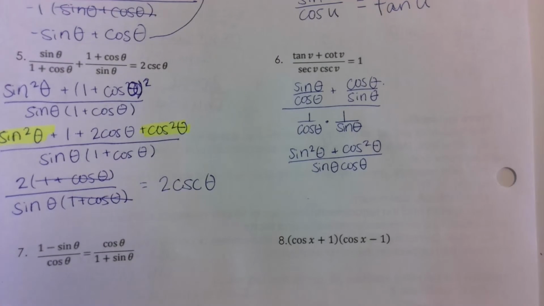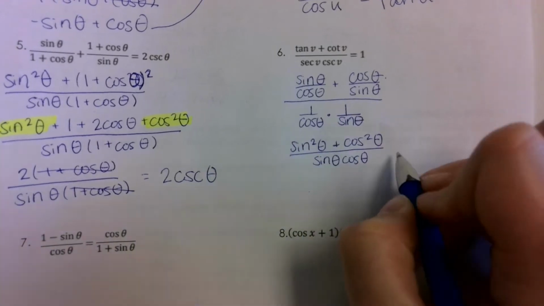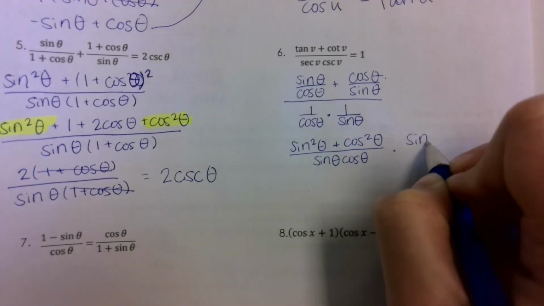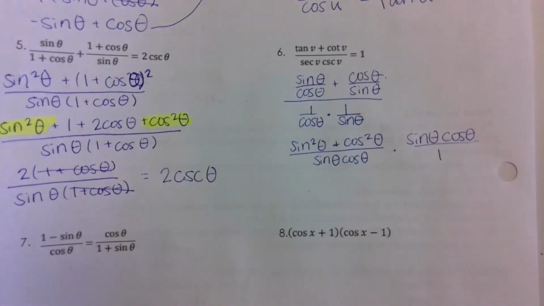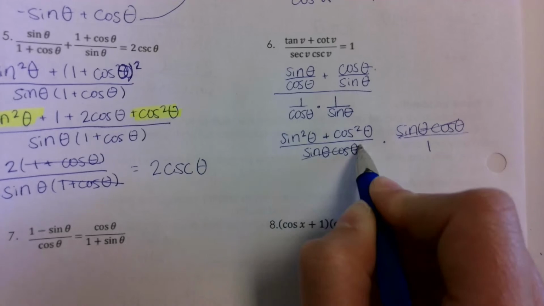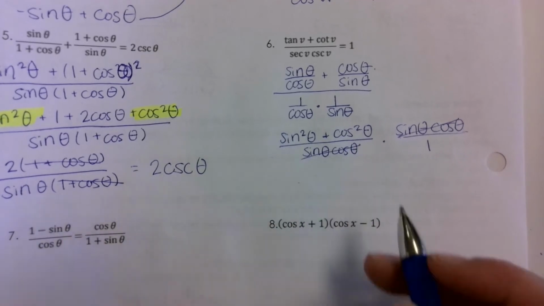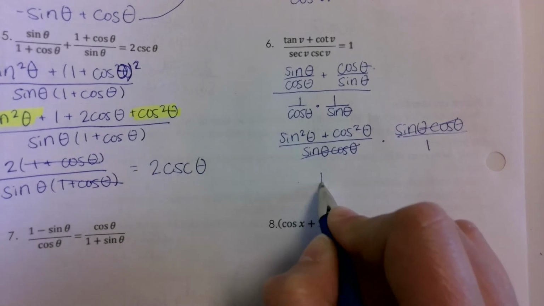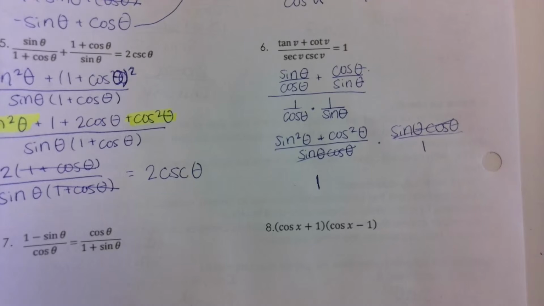Can we go ahead and multiply by the reciprocal here? So I'm going to say times sine theta cosine theta over 1. Is that all right? So sine times cosine, what happens? They go away. And we just talked about sine squared plus cosine squared. What is that? 1. So this whole thing is 1. Is that okay? Questions?